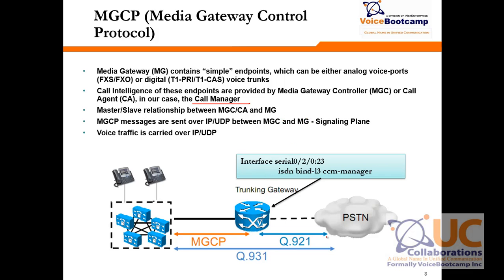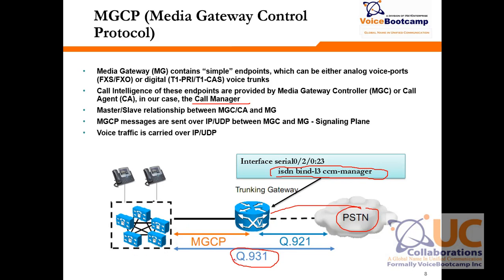Now, again, you will have ISDN signals coming into the router. The only difference here is that we do not allow the router to analyze the Q931. What we do is we let the Q931 be analyzed by the call manager. How do I do that? In my router, under the D channel, I'm going to say isdn bind-l3 ccm-manager. By typing this command, what am I telling the router is, please do not intercept the Q931 message. Let that message pass through, and let it go to the call agent, which happens to be the call manager.